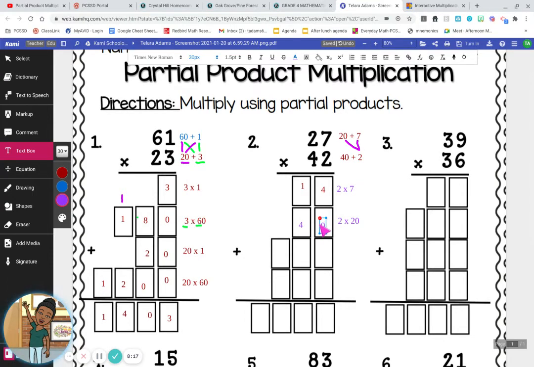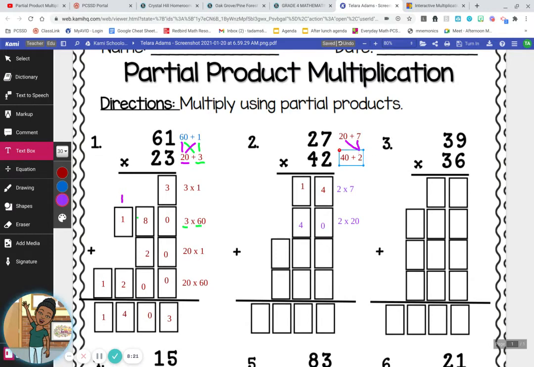And remember, guys, if this video is going too fast for you, pause it. Pause it so it goes at your own pace. Do you understand, one, that we broke our numbers down, each factor, into expanded form? That was our first step. Yes? Let's keep going then.